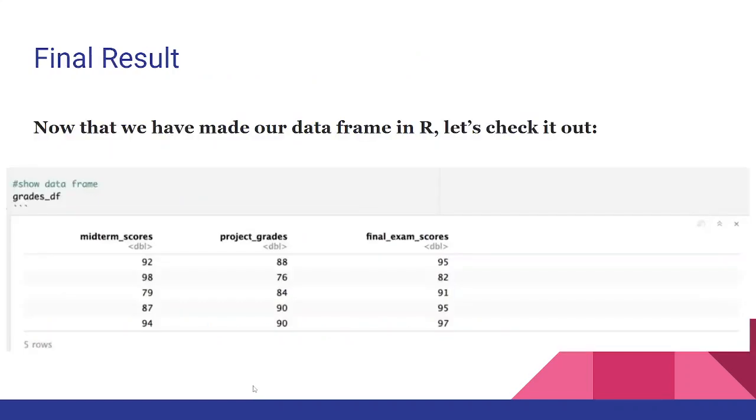So now that we've created our data frame, let's take a closer look. Here we have our three vectors: midterm scores, project grades, and final exam scores. All of the data has been grouped by their attributes to be referenced later. All of the midterm scores are saved in the midterm scores vector, all of the project grades are stored in the project grades vector, and all of the final exam scores have been stored in the final exam scores vector.